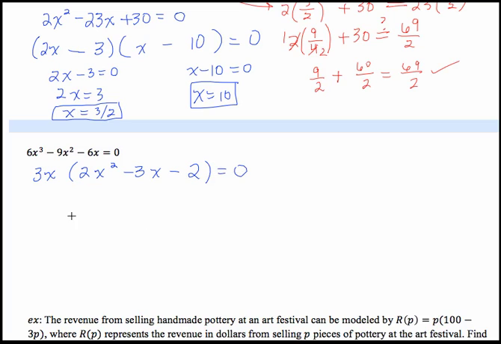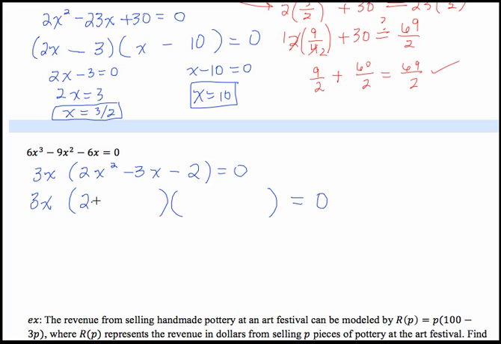Okay, so at this part I could either go ahead and set each of these factors equal to 0, or I could keep trying to factor more. I'm going to keep trying to factor more and see if I can go further. So the 3x we'll just copy. Let's see if this quadratic part continues to factor. So I'm factoring this part.